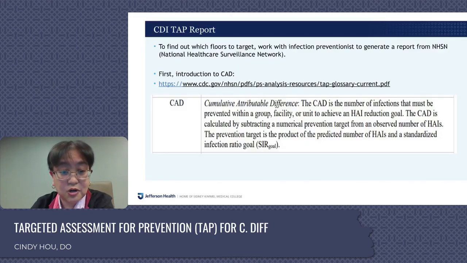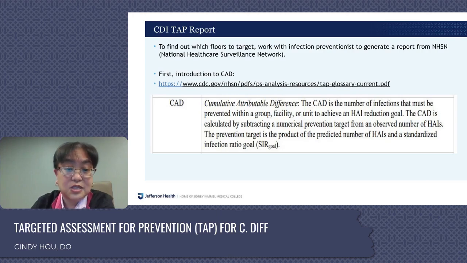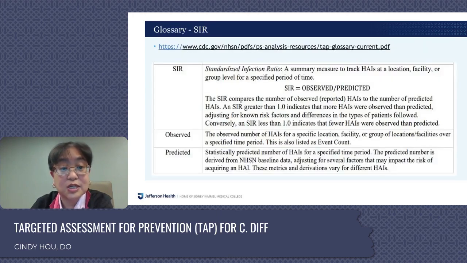So the first section is target in the TAP, and just to set a baseline of different definitions that this relies on, essentially this first part is you're just trying to see which units are more vulnerable. In case you've never heard of CAD, which is cumulative attributable difference, this is the number of infections that must be prevented within a group, facility, or unit to figure out what your HAI reduction goal is. And the way this is calculated is you subtract your prevention target from the actual observed number of healthcare-associated infections. And so CAD is an important part of this section.